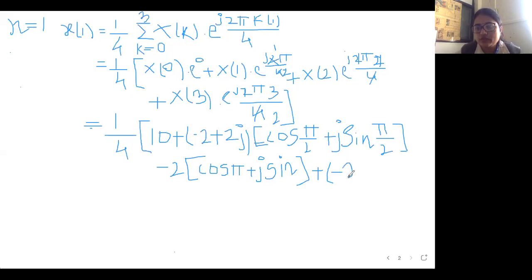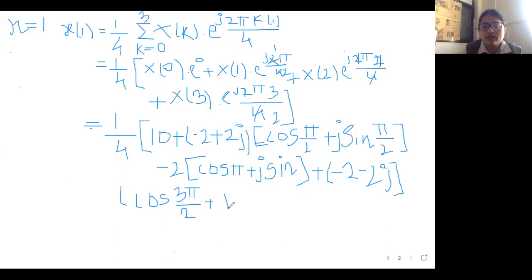Minus 2, right? Minus 2 minus 2j. So this is x of 3, which is going to be multiplied by cos 3 pi by 2 plus j sin 3 pi by 2.